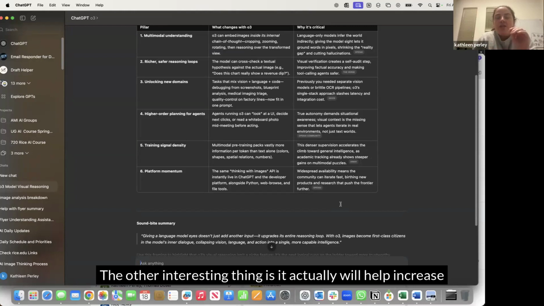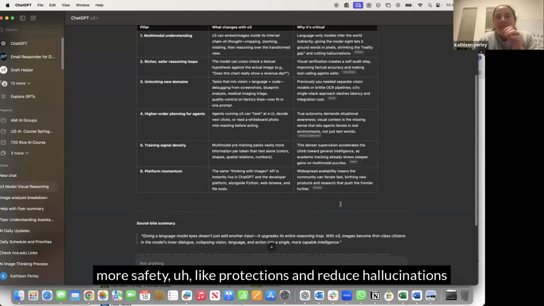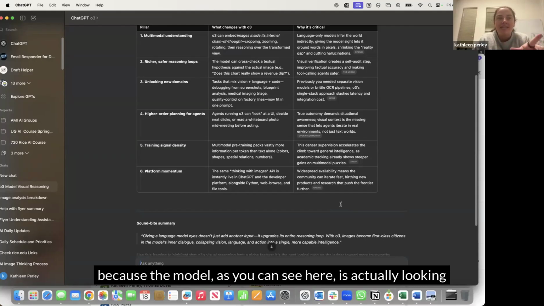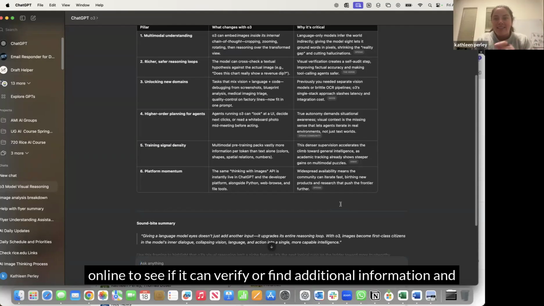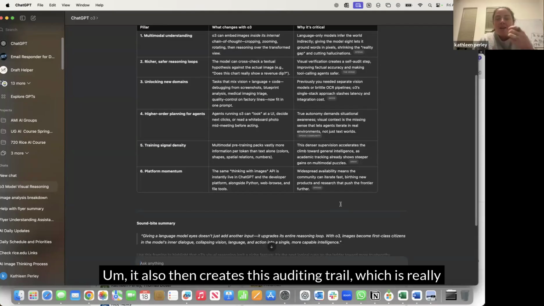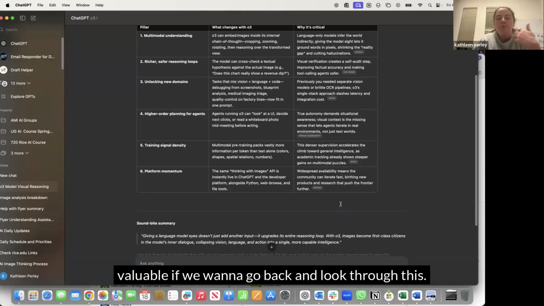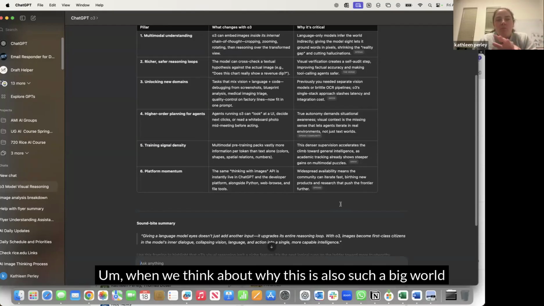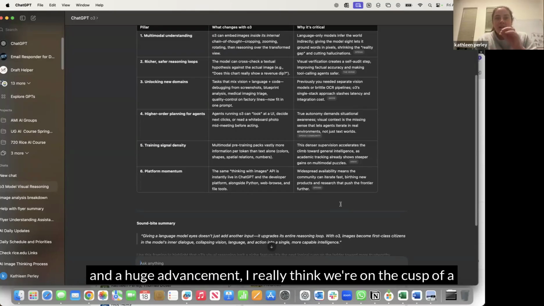The other interesting thing is it actually will help increase more safety, like protections and reduce hallucinations, because the model, as you can see here, is actually looking online to see if it can verify or find additional information and looking at certain aspects of things that were listed and trying to narrow it down. It also then creates this auditing trail, which is really valuable if we want to go back and look through this.